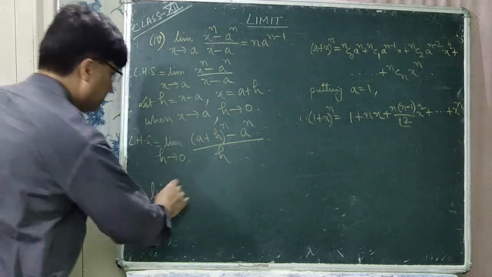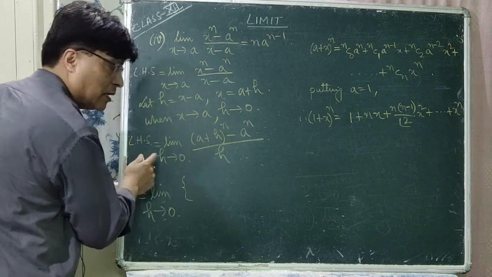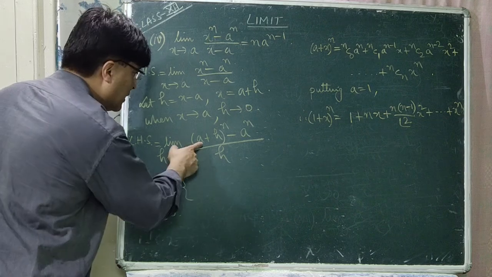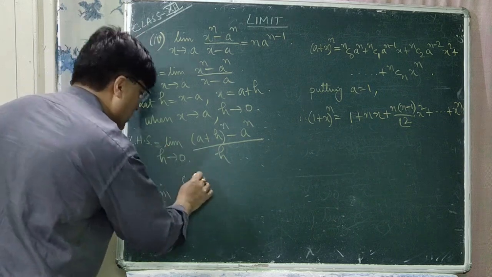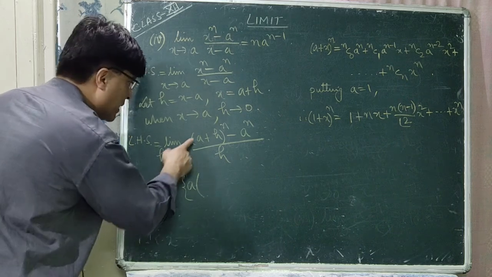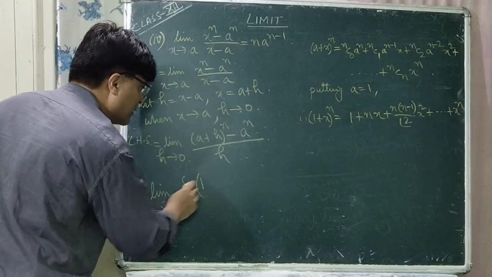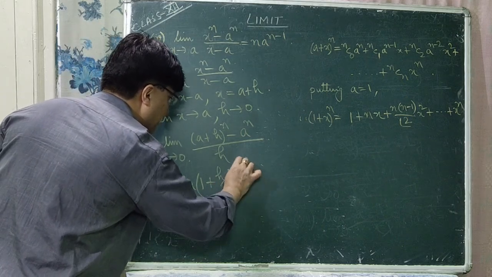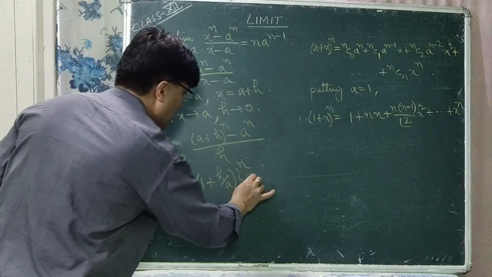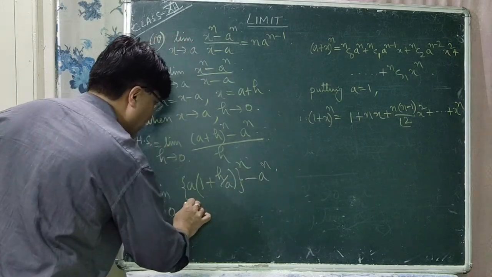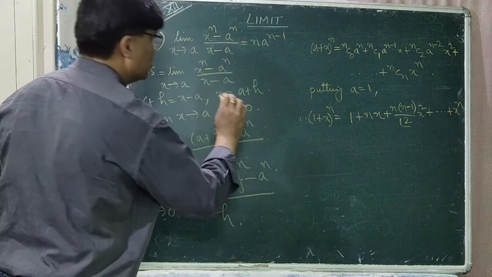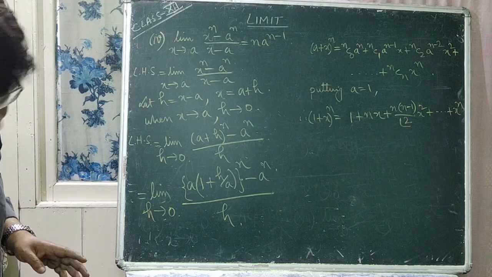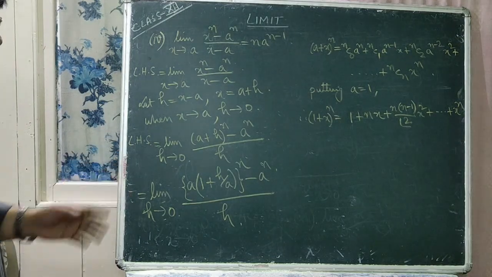Next, which is equal to limit h tends to 0. Let us simplify it further. So now within second bracket, a plus h is there. Let us take a as common. Okay, a is taken common, so within bracket what do we get? Already a is taken common here, so it is 1 plus h upon a, second bracket close, whole to the power n. Then minus a to the power n, whole divided by h. Is that clear now? So you can copy it, or you can pause the video and copy it.